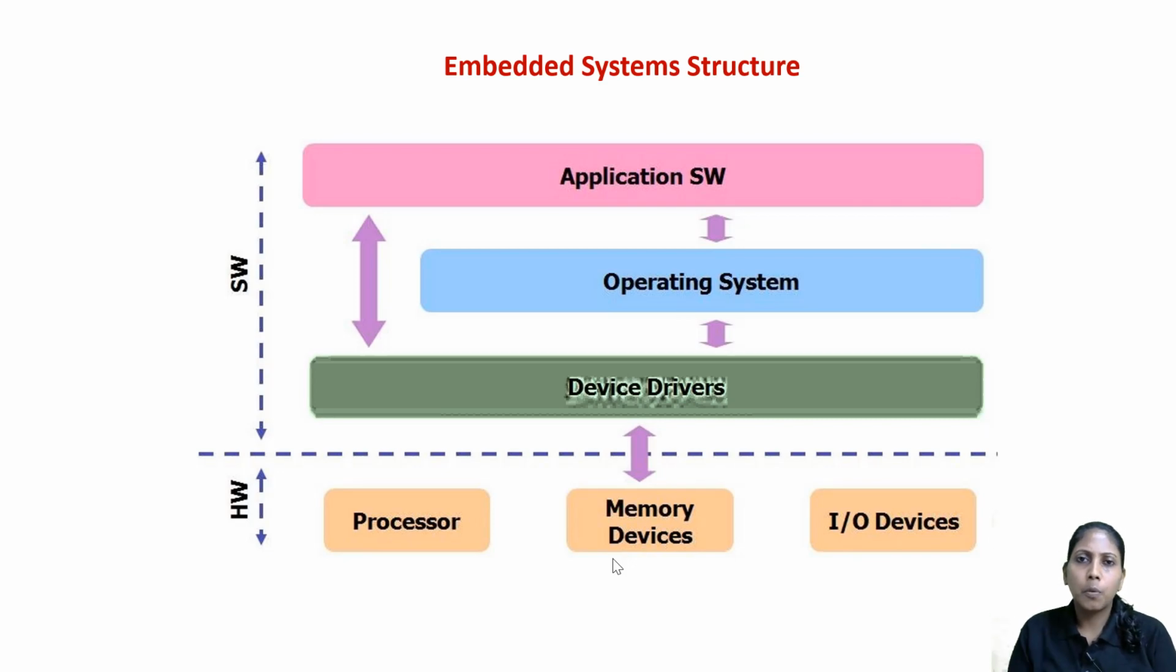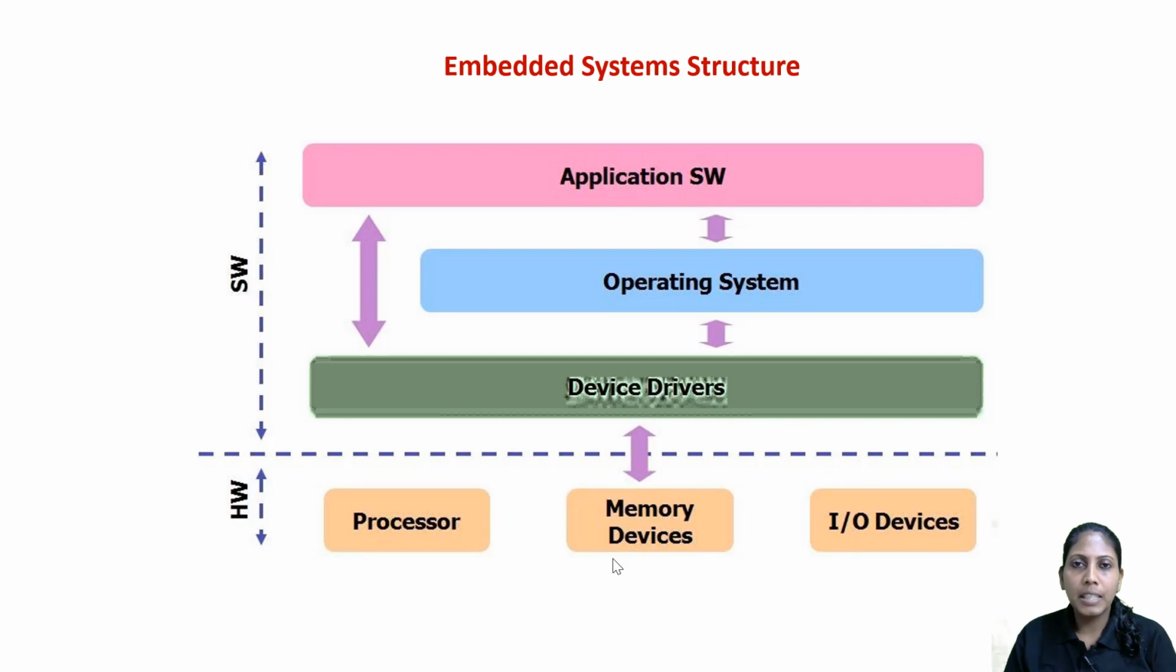Output devices, I told the example of motors or even the LEDs. All of these will be output devices, or it can be a microphone. Anything like that will be an output device, or it can be a combination. So this is about the hardware part of an embedded system, and next the software part of an embedded system.